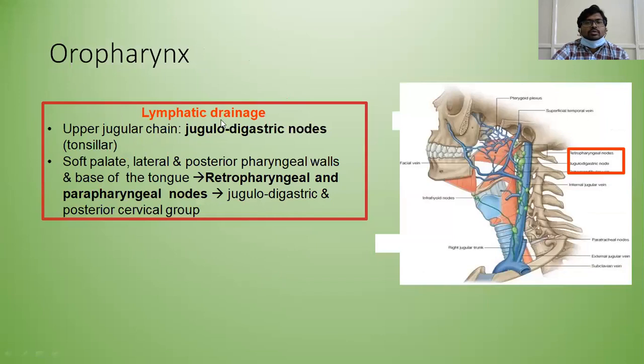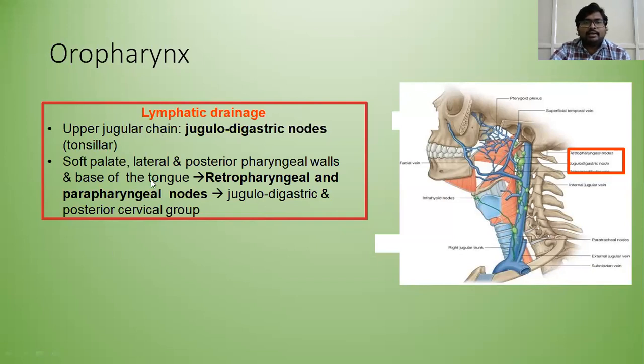Now coming to oropharynx. From the tonsil, the lymphatic drainage occurs into the upper jugular chain, that is into the jugulodigastric lymph nodes. Jugulodigastric lymph nodes are present 1 centimeter below and behind the angle of the mandible. So the palpable jugulodigastric lymph node is an important feature of chronic tonsillitis. We'll discuss this later.